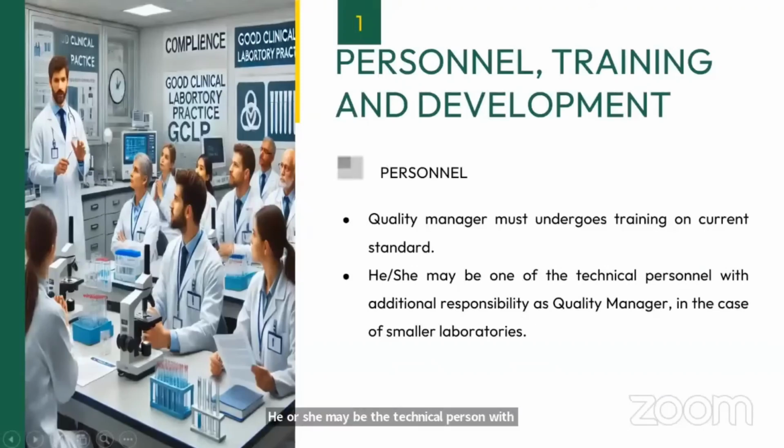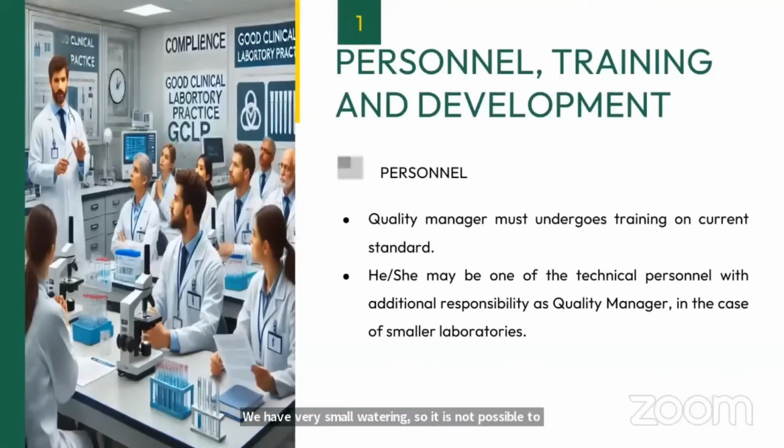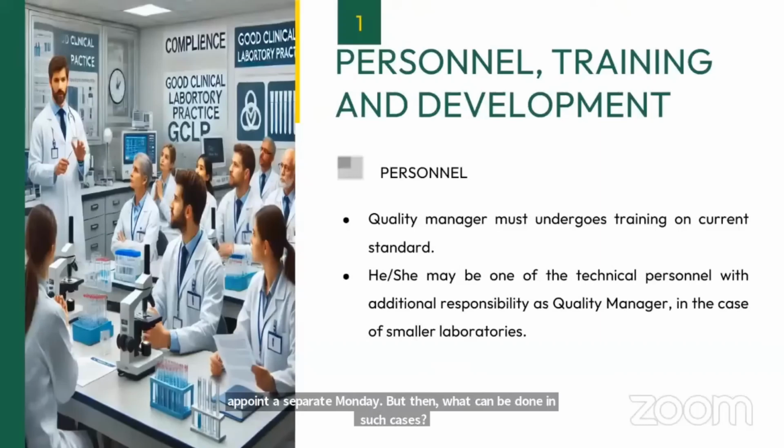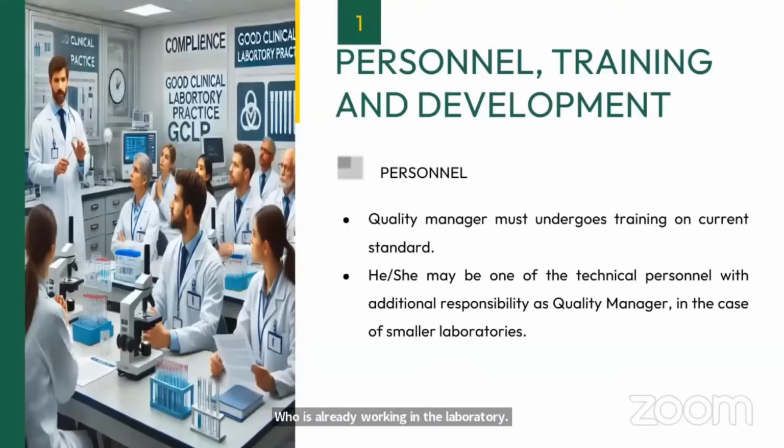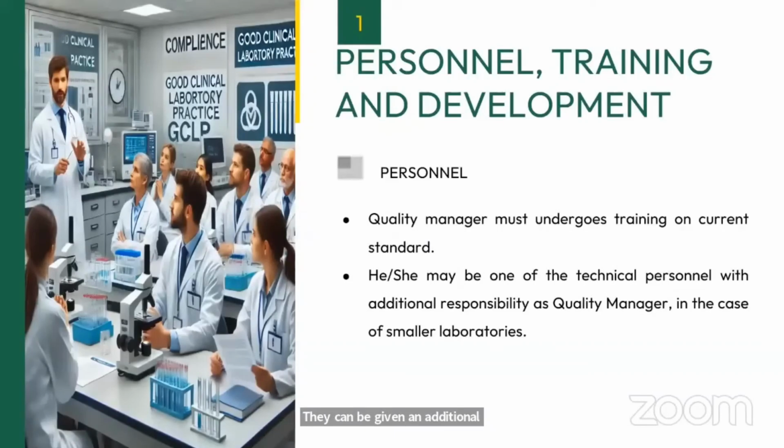Now, many times we have a very small laboratory, so it is not possible to appoint a separate quality manager. Then what can be done in such cases? The technical personnel who are already working in the laboratory, if they have sufficient experience or sufficient capabilities, can take the additional responsibility of a quality manager. So the technical staff, technicians or scientific officers who are already working in the laboratory can be given an additional responsibility related to quality management.